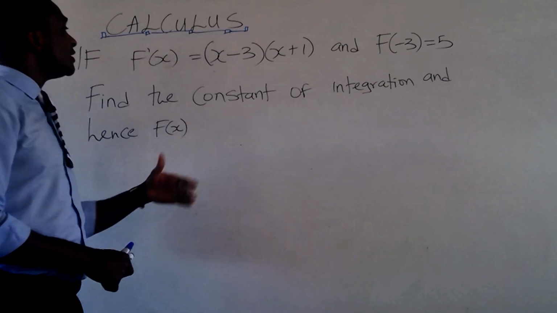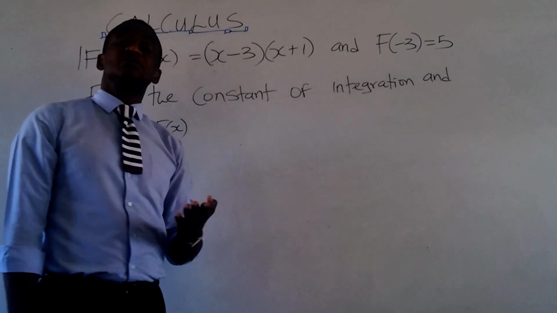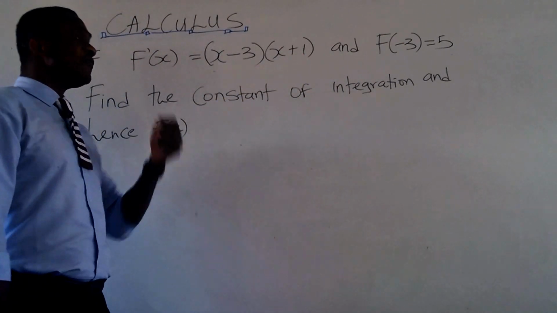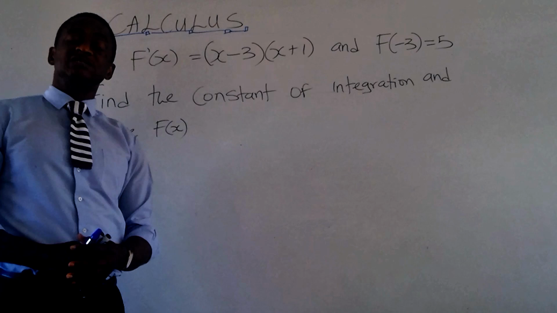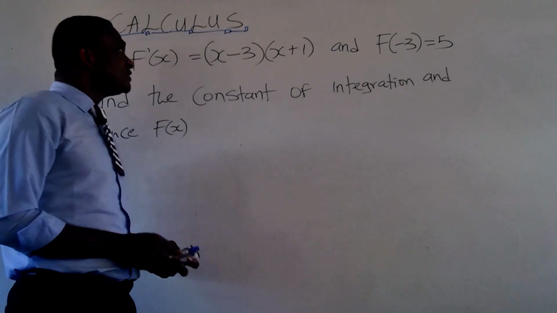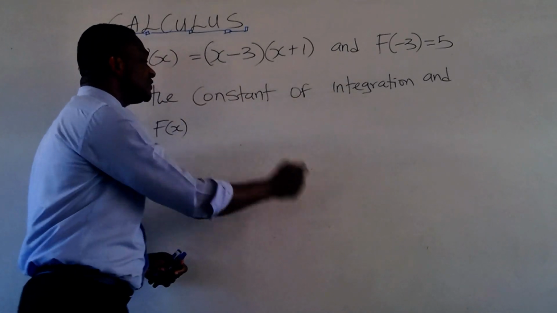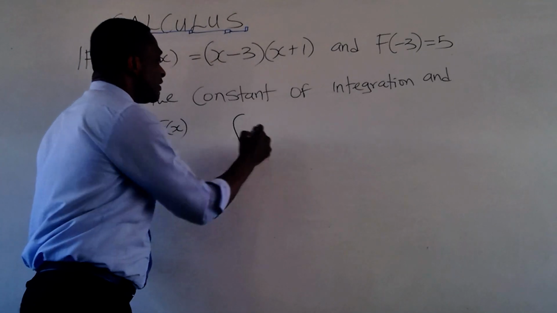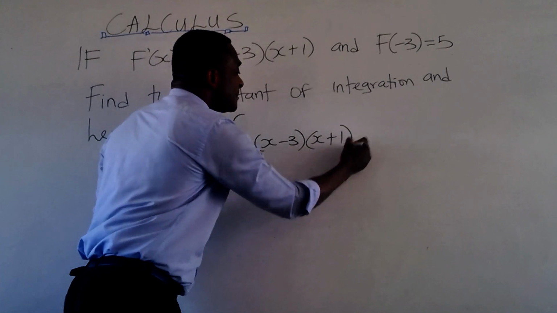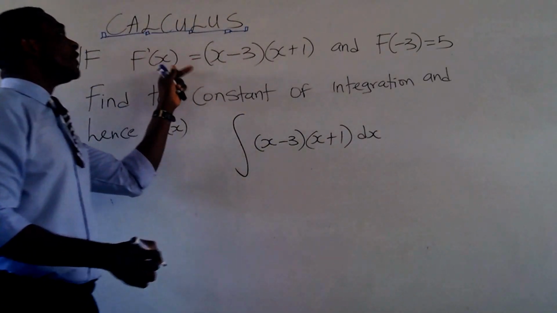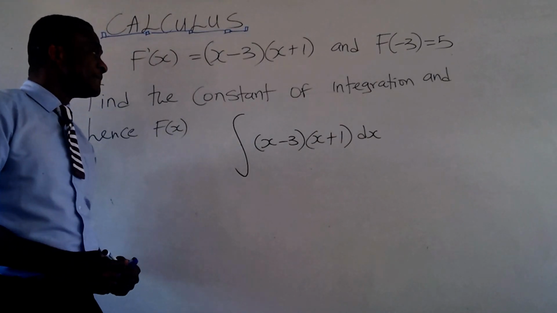So for this section, we are going to look at the first derivative of the function we have, and the other variables given to us are values, and then we will use them to figure out the original equation that gave this first derivative. So first things first, we simplify. They told us that this is the first derivative, so we can rewrite it as the integral of (x minus 3)(x plus 1) dx. If it is the first derivative and we want to return it to the original function, then it is the integral that we are looking for.